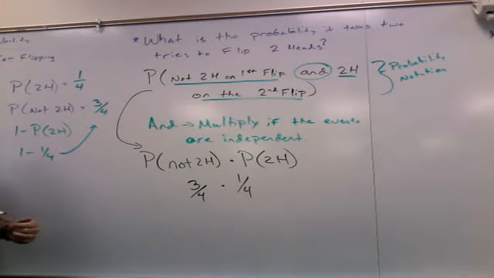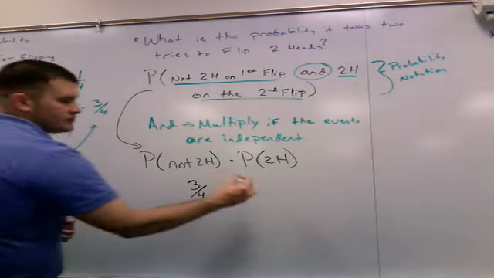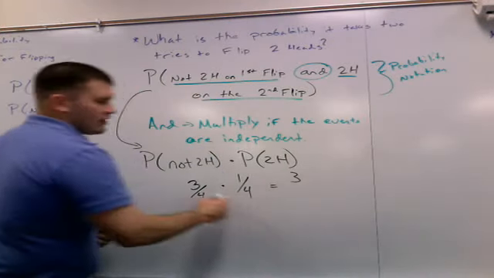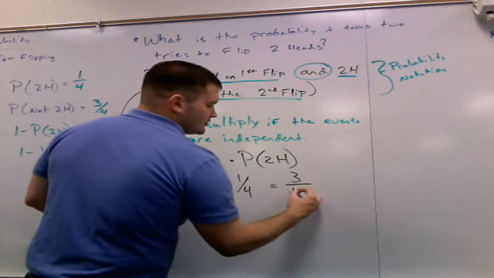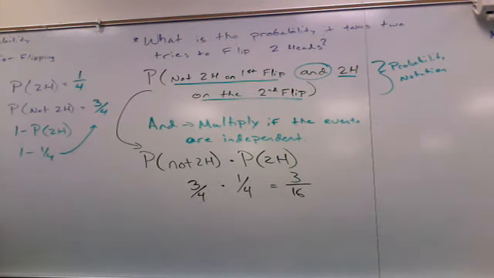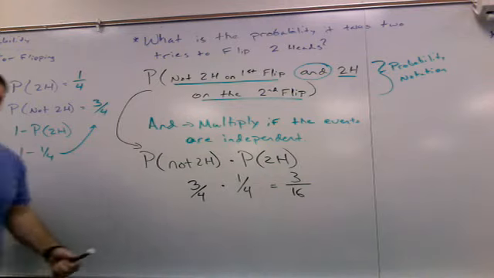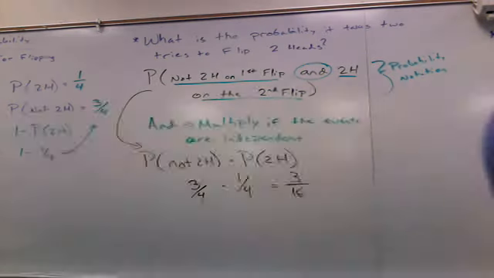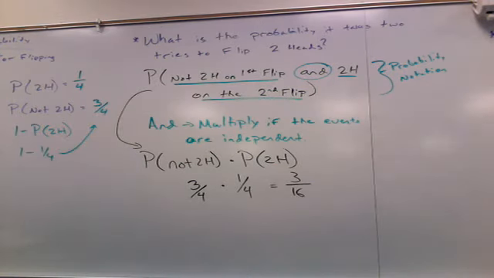For two heads, we write 1/4. Now we can multiply fractions. 3 times 1 is 3. 4 times 4 is 16. Multiply, not add. Okay. So the probability it takes two flips of two coins to get two heads is 3 out of 16. You were close. Okay. Does that make sense?